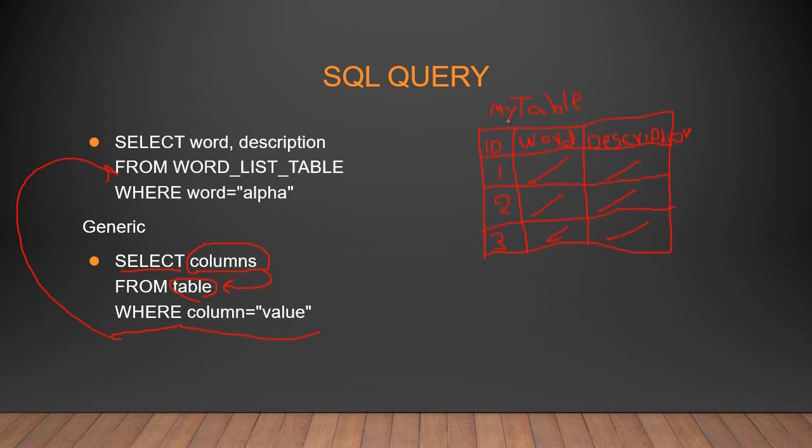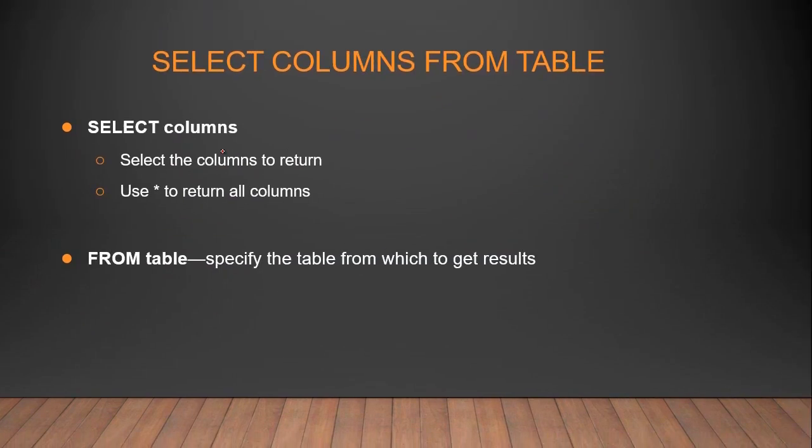So this is my table, and I want to get word and description based on the condition. So this is the query that I write. I choose word and description from the word list table, or you can provide your table name in here and put the where clause. Based on the where conditions, you can get these columns. So now select those columns from table.